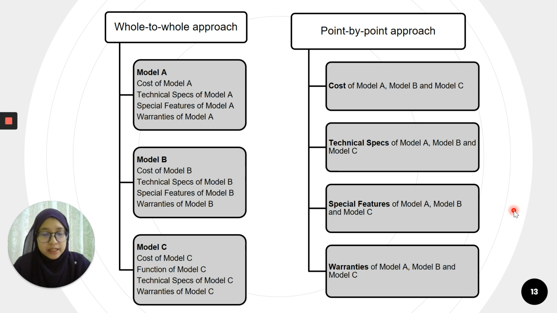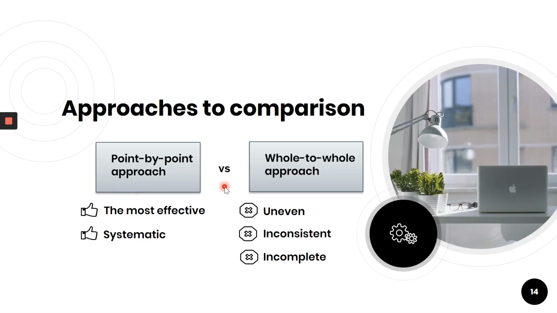So which one is more effective? Yes, you are right. Point-by-point approach is more effective than whole-to-whole approach. Point-by-point comparison compares each criteria systematically, one point of comparison at a time. On the other hand, whole-to-whole approach produces uneven, inconsistent, and incomplete comparisons.